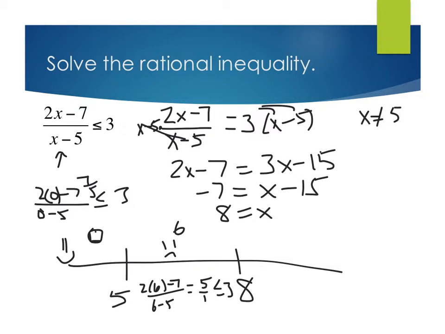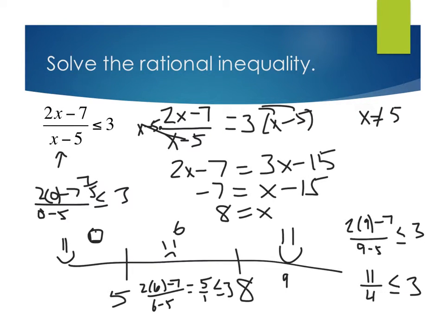Okay. Now let's try another one. I'm just going to use 9. When we plug 9 in, we get 2 times 9 minus 7 over 9 minus 5, and see if that's less than or equal to 3. Let's go ahead and simplify that left side, which is 11/4. 11/4 is 2 and 3/4, which is less than 3, so we know that would work as well.